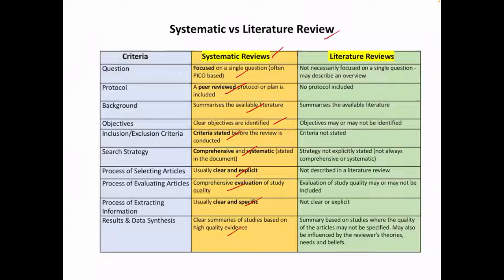the traditional review. So this is something that the author identifies as clinically important through experience, summarizes whatever available literature the person could reach, and the objectives may not be identified, the criteria may not be clear, and so on and so forth.